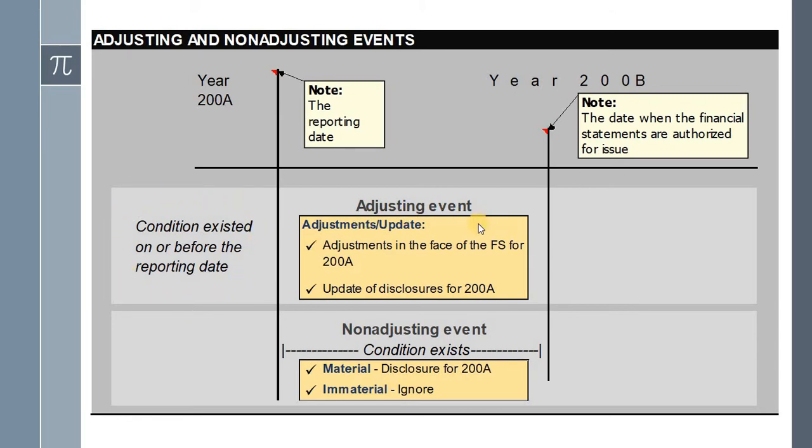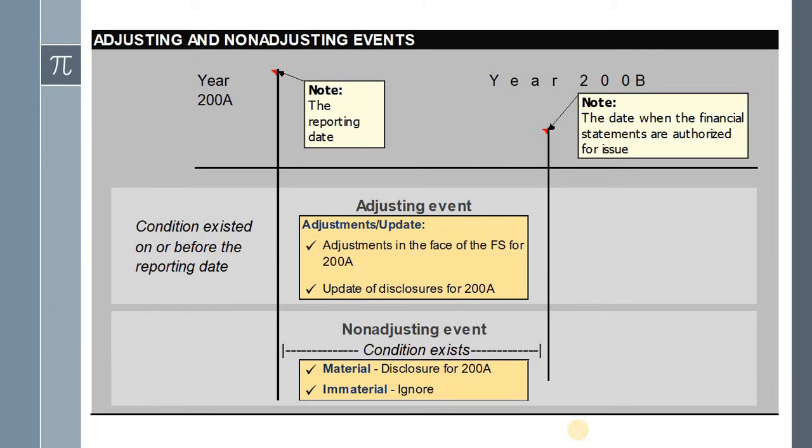So if this is an adjusting event, what is the accounting treatment for such event? First, we have an adjustment in the face of the financial statements in 2008. It means that we need to prepare a journal entry that will adjust the amount to be presented in the face of the financial statements for the year 2008, or just an update of disclosures for the year 2008.